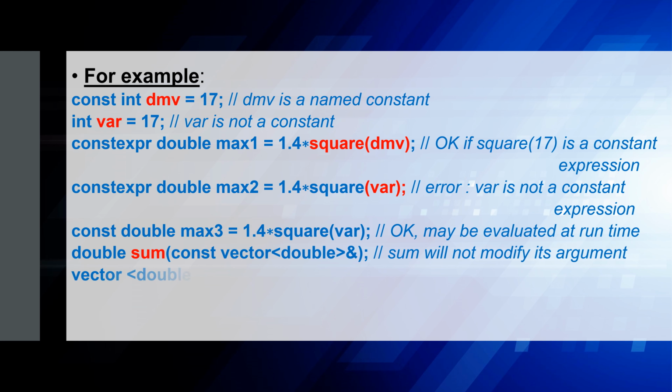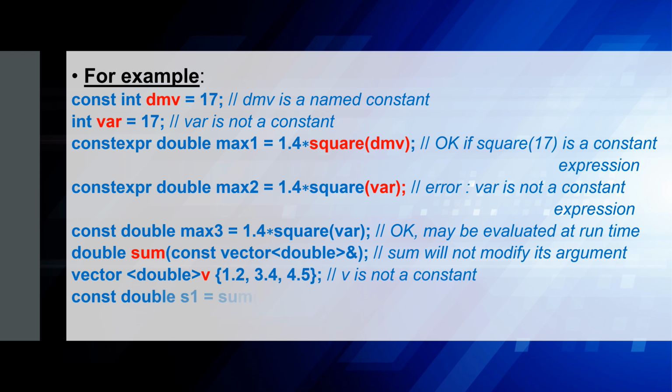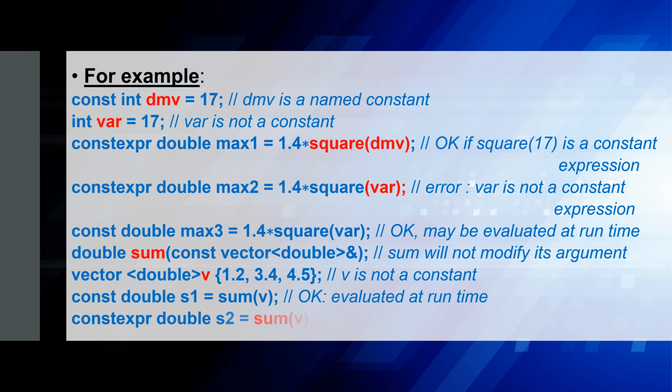double sum(const vector<double>&); // sum will not modify its argument. vector<double> v {1.2, 3.4, 4.5}; // v is not a constant. const double s1 = sum(v); // OK, evaluated at runtime. constexpr double s2 = sum(v); // Error, sum(v) not a constant expression.